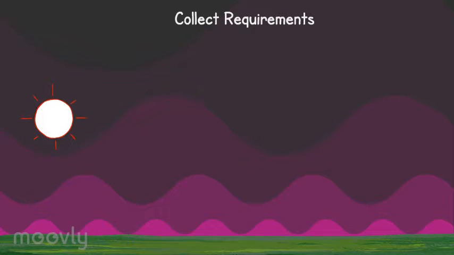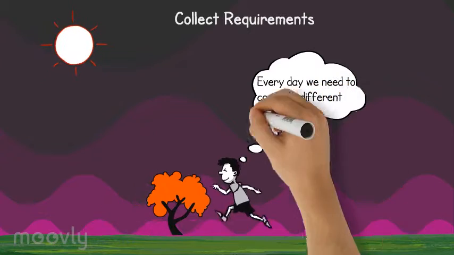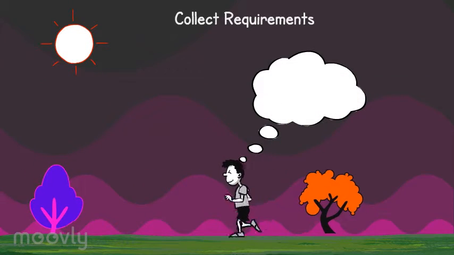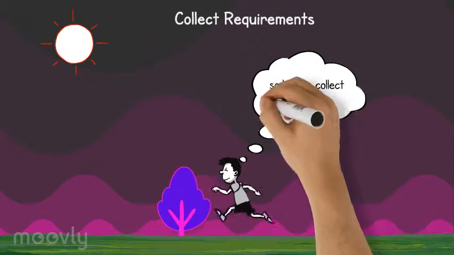Collect requirements. Every day we need to complete different projects. So how do we collect stakeholders' input? The first step is to be clear on the project objectives.